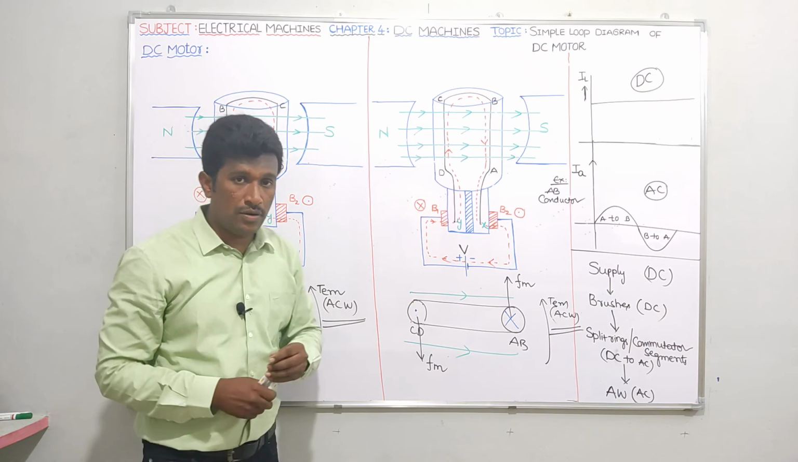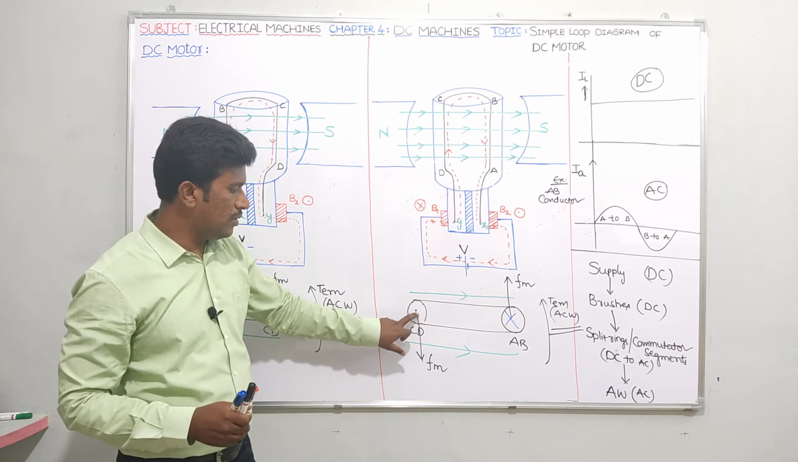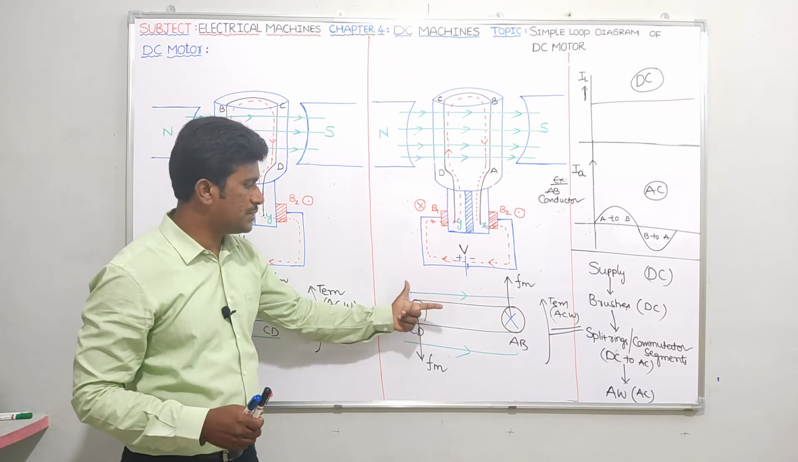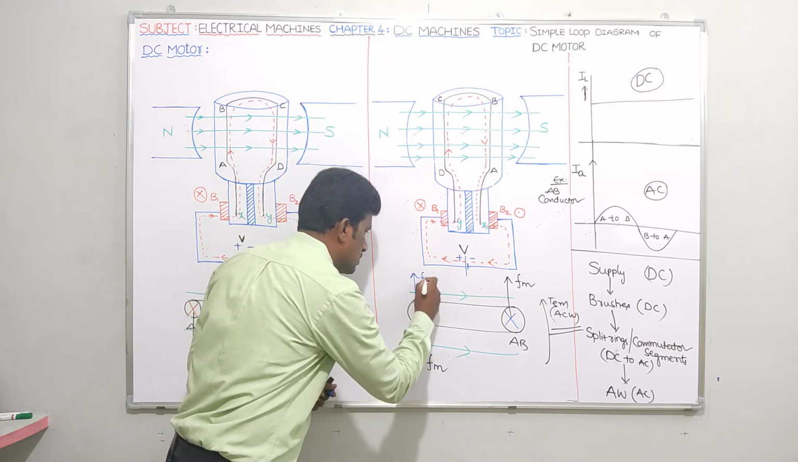If you apply Fleming's left hand rule, you can check. Let me check at the CD conductor. When a current carrying conductor, coming out of the board, is placed in a magnetic field, it experiences a force upwards. Force due to motor action is upwards.